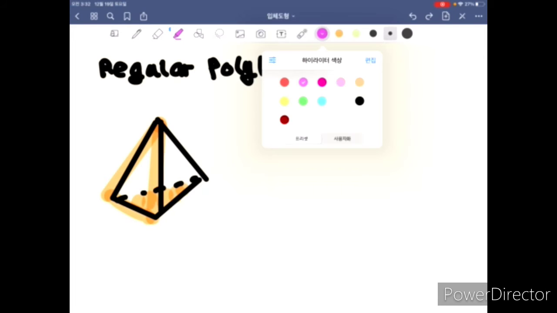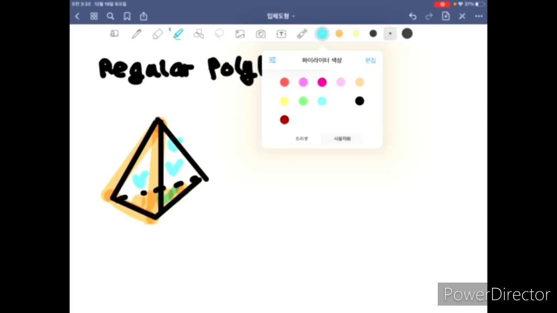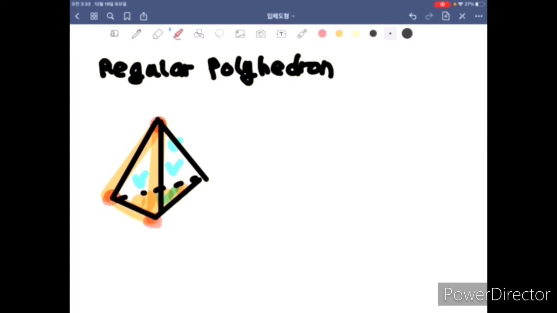And now to figure out the number of the faces, there are 4 faces, as we see. 1, 2, 3, 4. And then the number of the vertices is 1, 2, 3, 4, and the number of the edges is 1, 2, 3, 4, 5, 6, so it's 6.